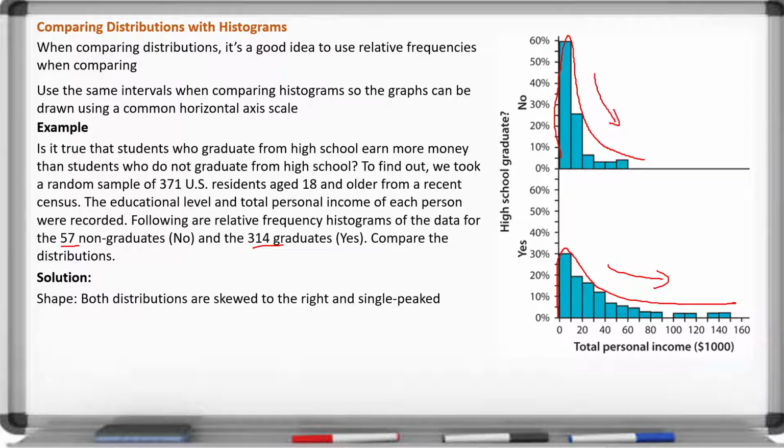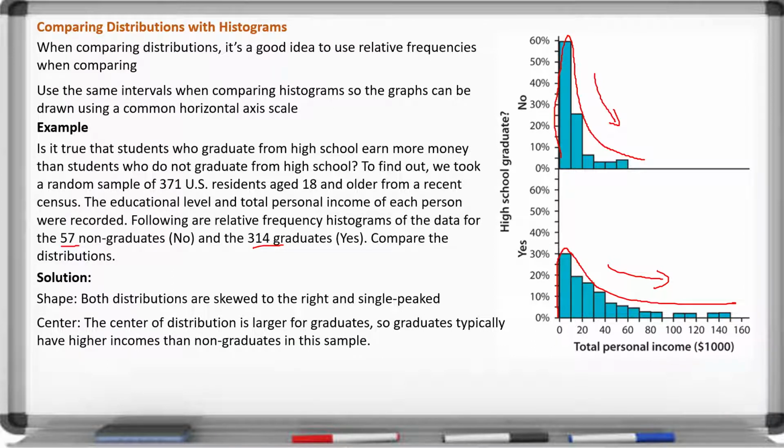Notice that they both have one peak as well. So now let's look at the center. The center of the distribution is larger for graduates than it is for non-graduates. So if you look at the graduates, the center is more to the right.